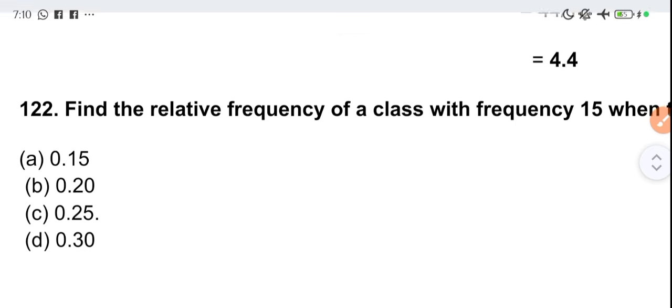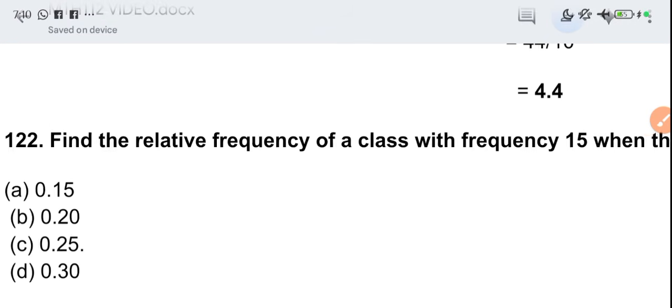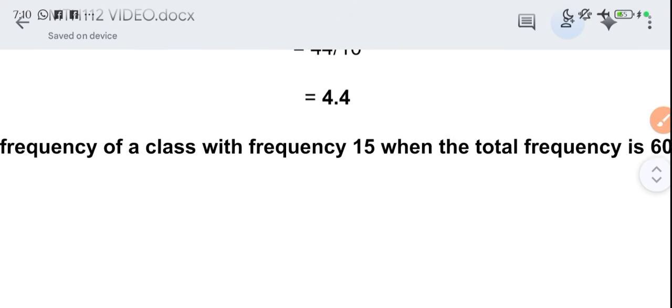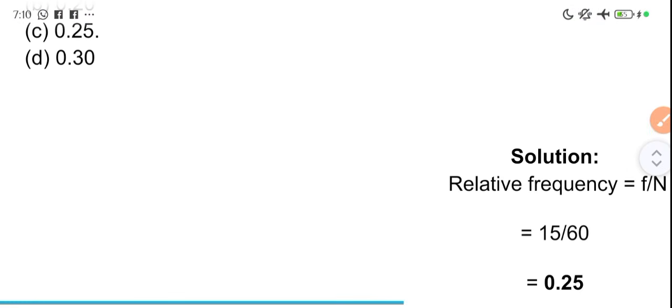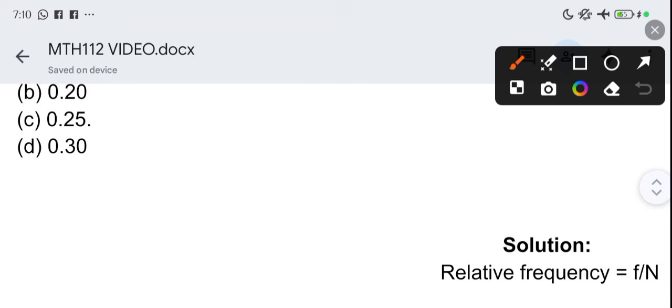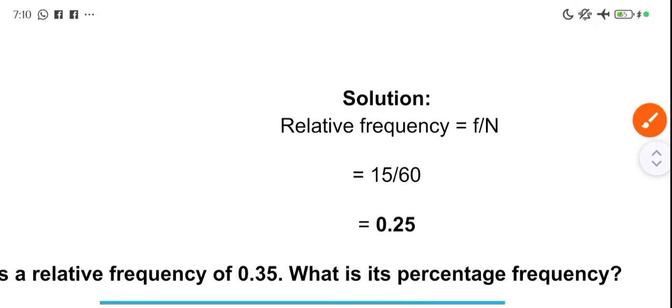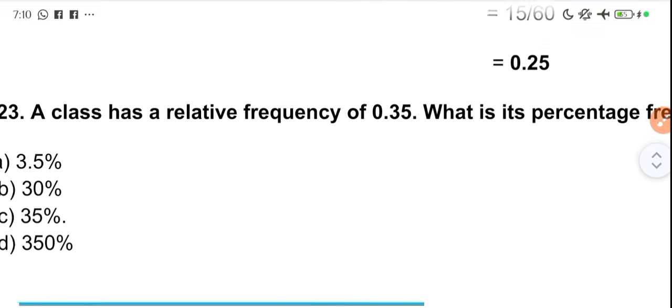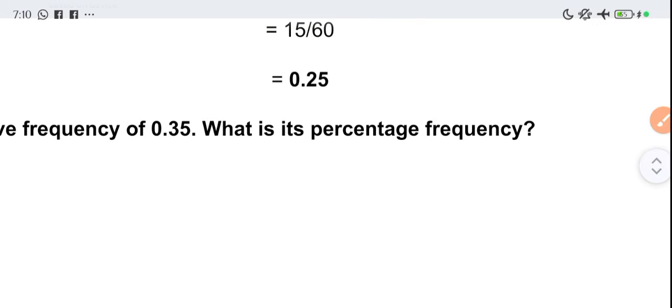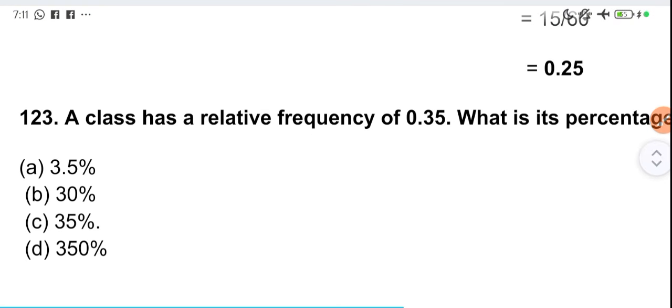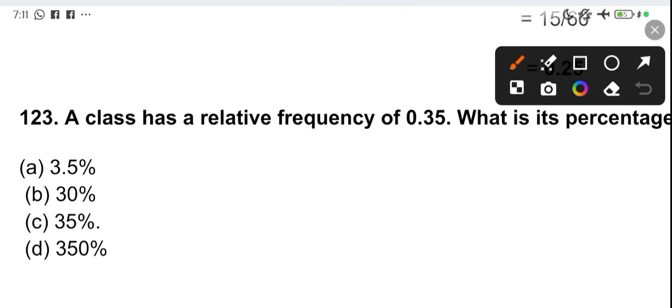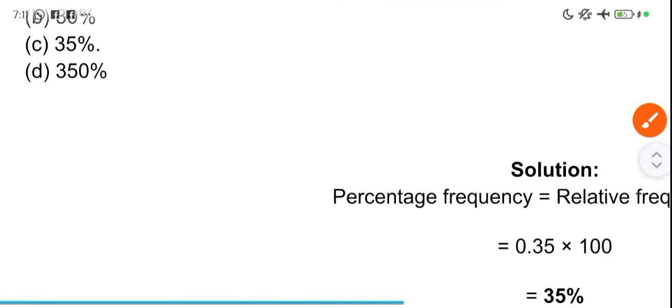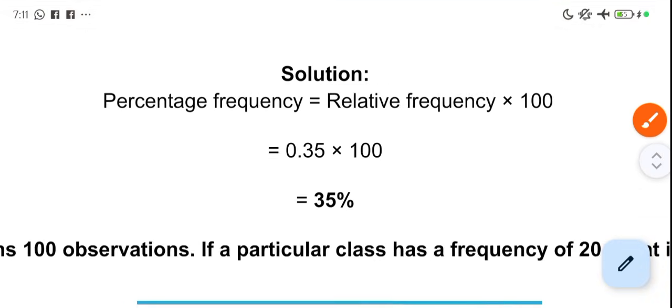Okay, so move on. Find the relative frequency of a class with frequency 15 when the total frequency is 60. That's 15 over 60. We have explained that several times, about 3 questions, so 0.25. The frequency over total frequency. Okay. Now, a class has a relative frequency of 0.35. What is the percentage frequency? That's times 100. It's so simple, times 100. So this times 100, that will definitely give us 35%. Then we need the calculation.